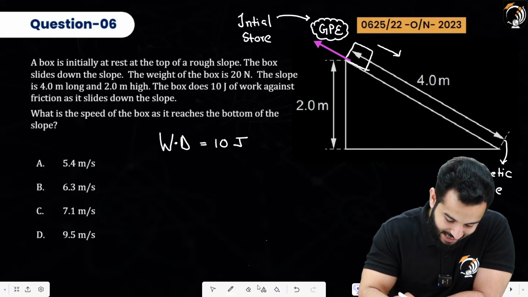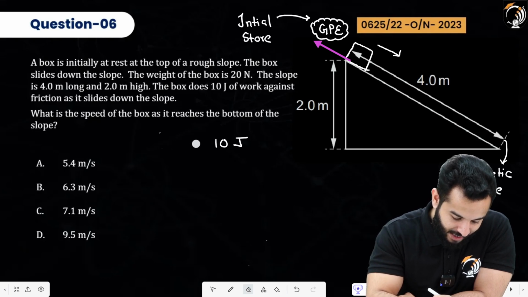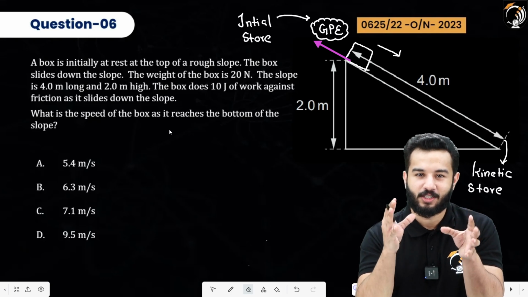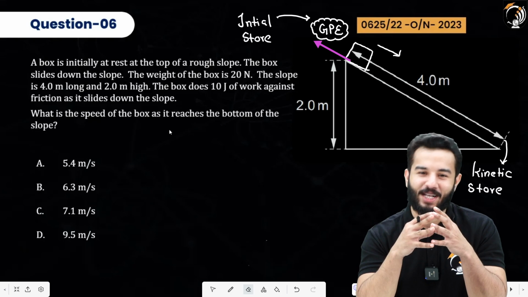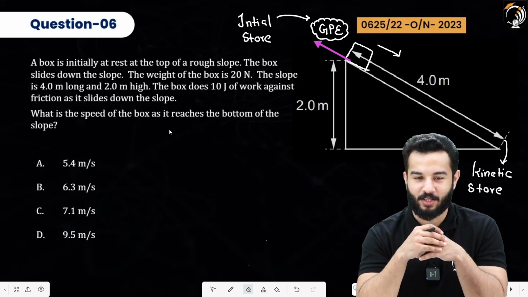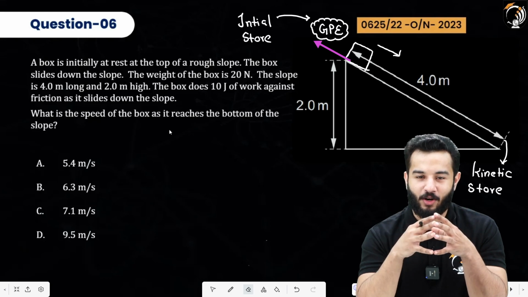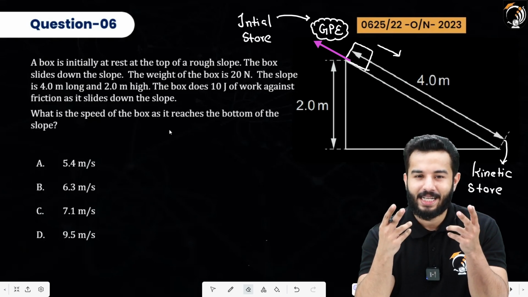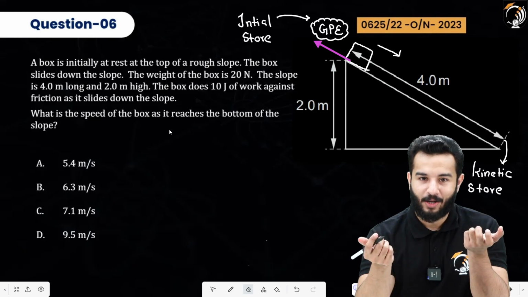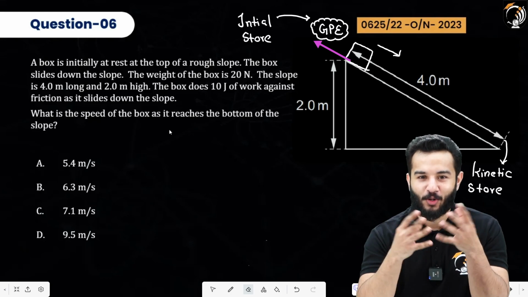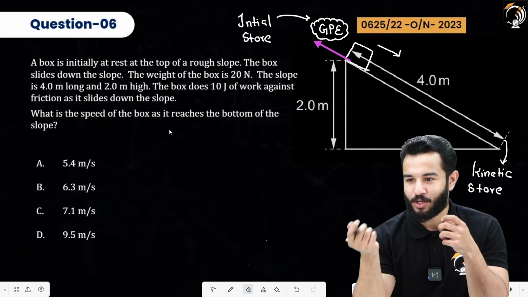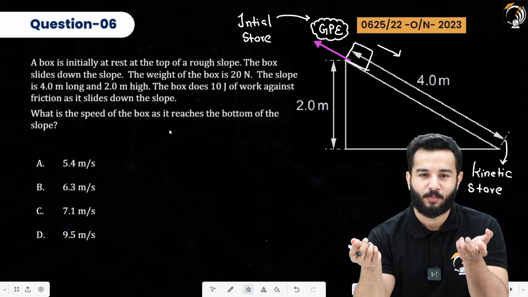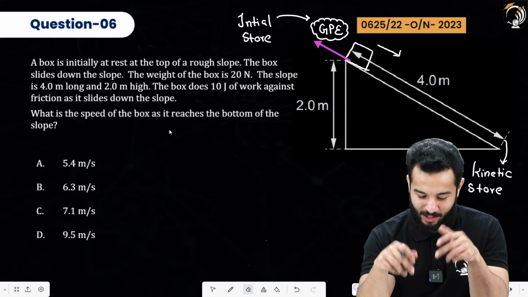How I see these types of problems is that let's suppose you have got $100 in your pocket, right? And now you're going to a market and spending your $100. You're spending on two things. One is work done by friction, which is actually your commuting cost. And the other thing is when you reach a mall, or your destination, you're probably going to buy something. So that is your kinetic store.